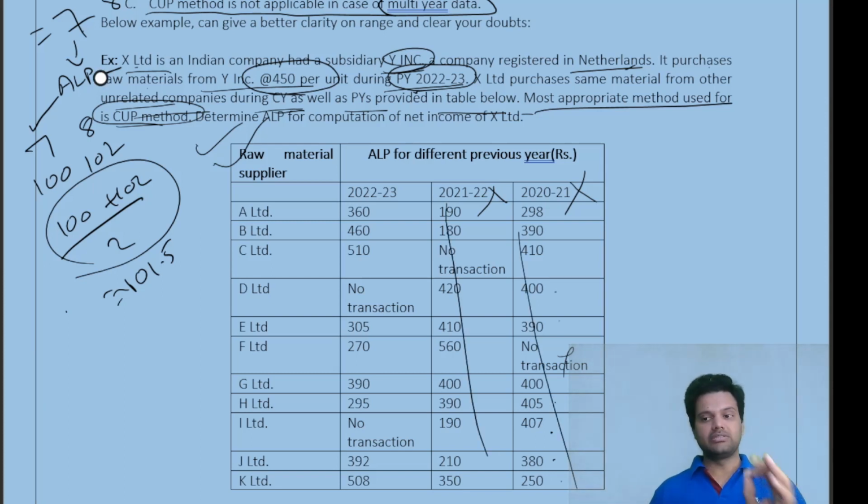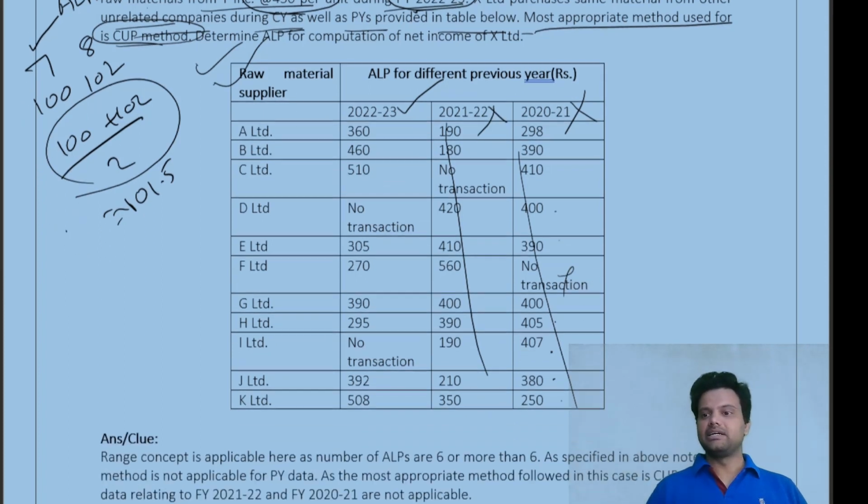What if it is not the CUP method, but the resale price method or the transaction net margin method? In that case, multi-year data is applicable and we can use it, but for the CUP method, multi-year data should not be used. So these both are struck off. Now we have the raw material suppliers and the 2020 to 23 ALPs here. Now we'll see the answer.